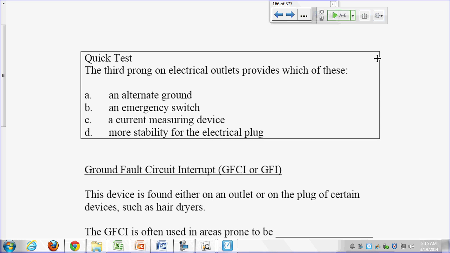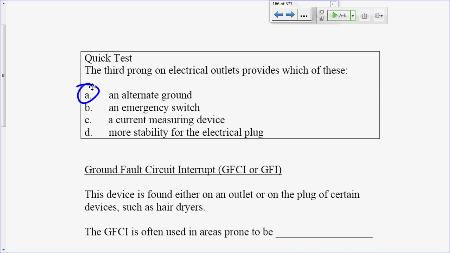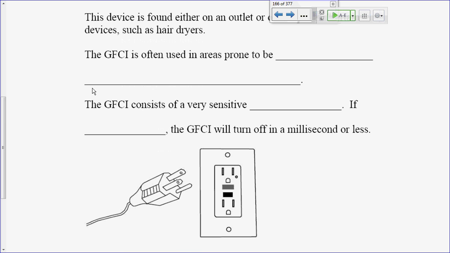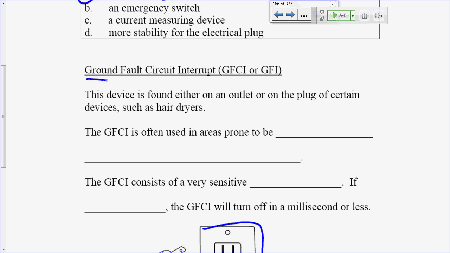It's not stability for the plug, though it does seem to make the plug more stable, like in the outlet, but that's not why it is. It's an alternate ground. All right, the last thing is the GFCI. GFCI looks like this. It stands for Ground Fault Circuit Interrupt.